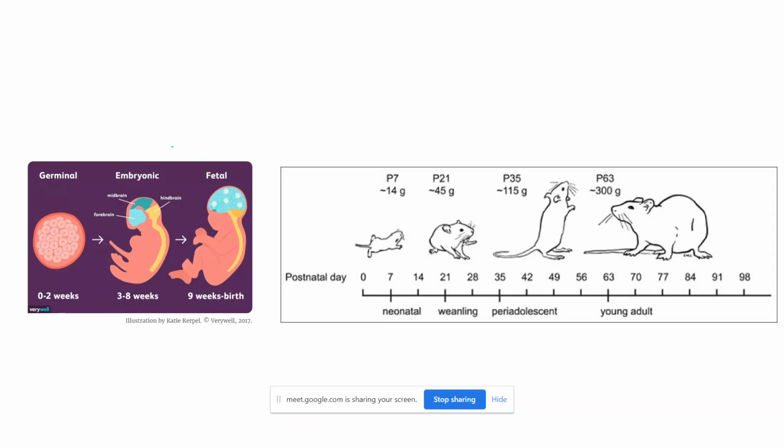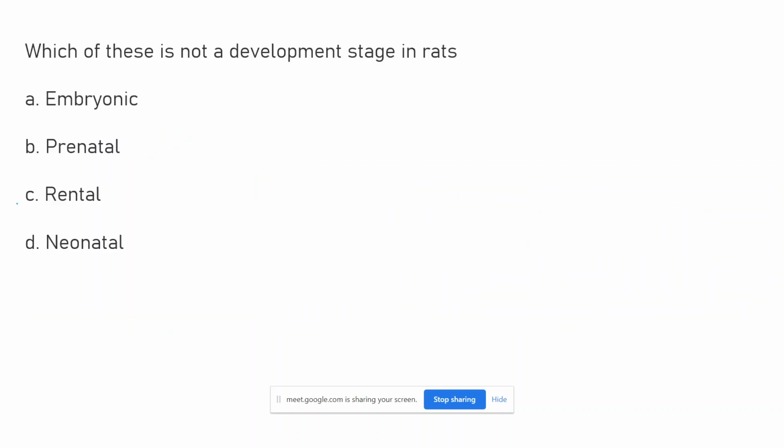So if you look at the developmental stages of a rat or a lab rat, this is the prenatal developmental stage, which again is divided into germinal, embryonic, and fetal stage. And once the fetal stage is over, then comes the postnatal stage. Like you have the neonatal stage, then the weanling, then peri-adolescent, then you get the young adult. So these are different stages. However, there is no such stage as this rental stage. So the correct option is rental stage is not a developmental stage in rats.